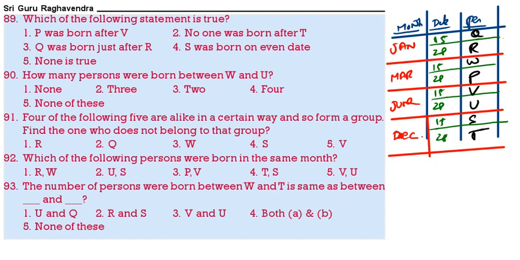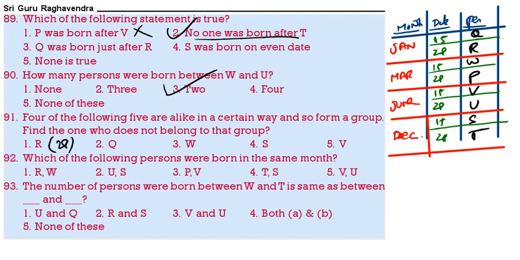Now, which of the following statements is true? P was born just after V. False. No one is born after T. That is correct. Then, how many persons are there between W and U? There are two persons. Then, four of the following five are alike in a certain way and hence form a group. Which is the one that does not belong?